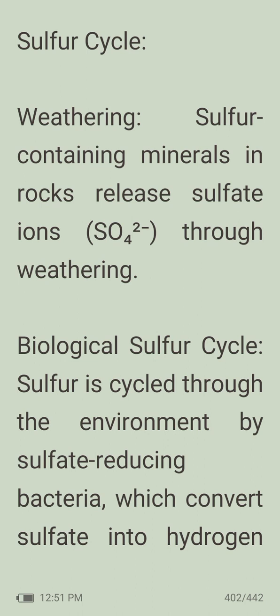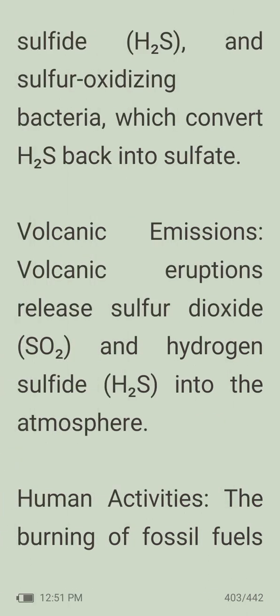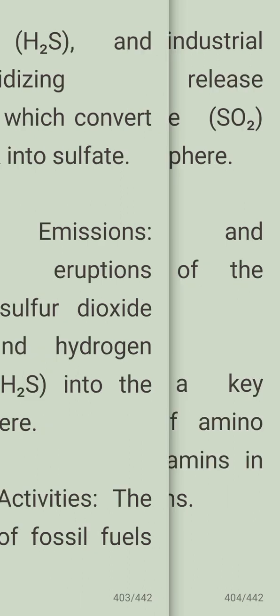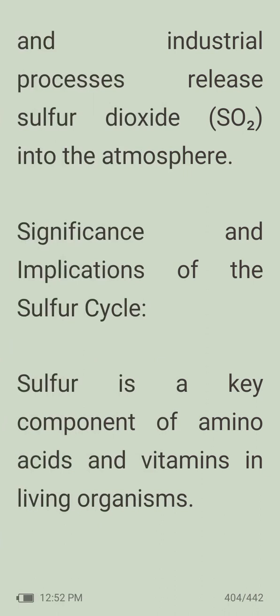Then the biological sulfur cycle. Sulfur is cycled through the environment by sulfate-reducing bacteria, which convert sulfate into hydrogen sulfide, and sulfur-oxidizing bacteria, which convert H2S back into sulfate. And volcanic emissions: volcanic eruptions release sulfur dioxide, SO2, and hydrogen sulfide, H2S, into the atmosphere. Then human activities: the burning of fossil fuels and industrial processes release sulfur dioxide, SO2, into the atmosphere.